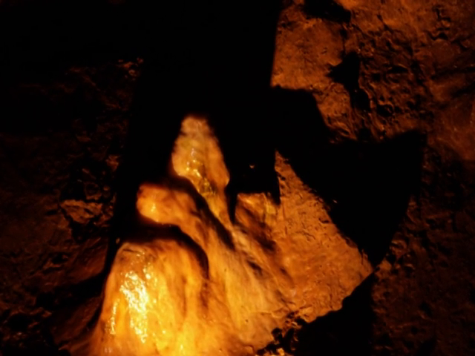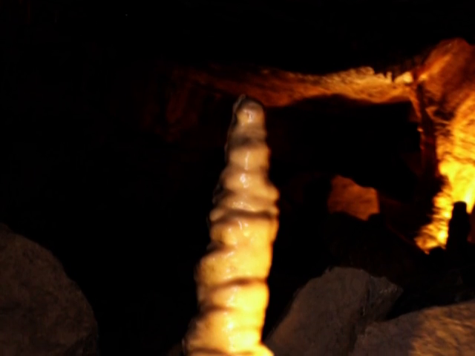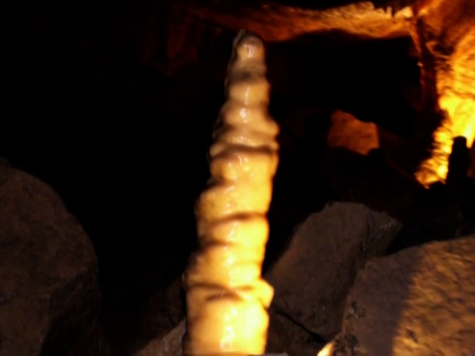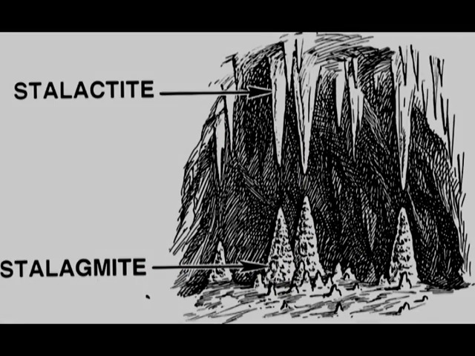Stalagmites are formed when the droplets of rainwater fall to the floor. When these droplets land in the same place year after year, calcium bicarbonate is deposited in the same place. This then builds up to form a stalagmite.